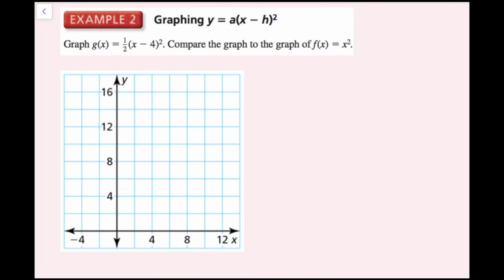For example 2, we're going to graph g of x equals 1/2 times the quantity x minus 4 all squared, and then we're going to compare it to the graph of f of x equals x squared, the parent function. So whenever I'm graphing, I'm going to want to make my table. So I'm going to make a table of values here.